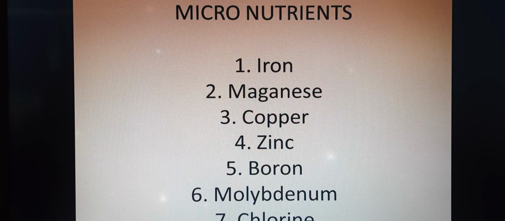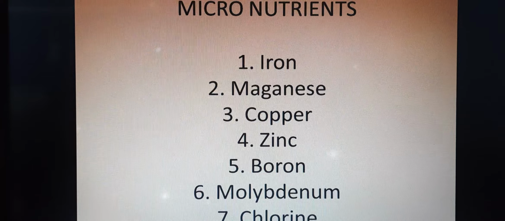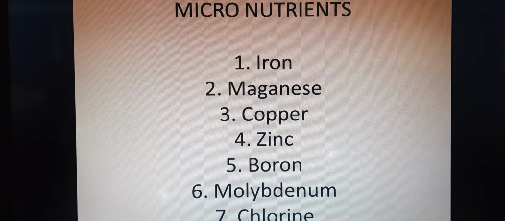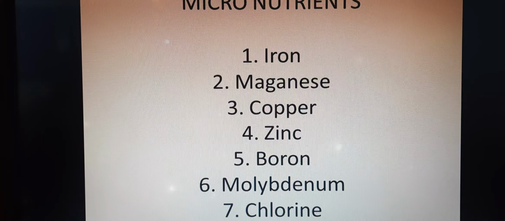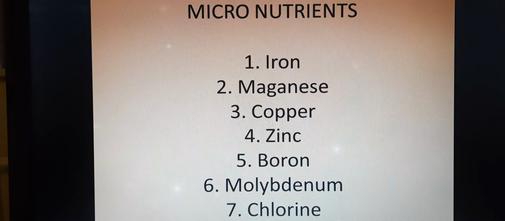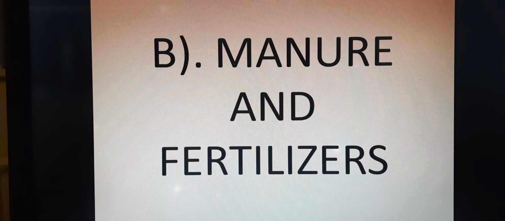Next is micronutrient. Micronutrients are required by the plant in very small amounts. These are iron, magnesium, copper, zinc, boron, molybdenum and chlorine. Try to write these in your copy, these are the micronutrients. You may pause the video and write the names of the micronutrients and macronutrients.